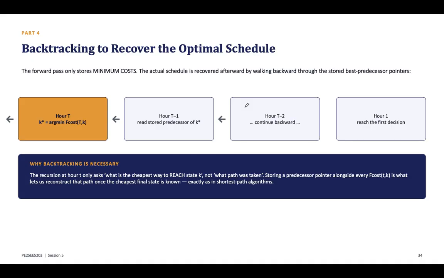Repeating the process traces the optimal path back to hour 1. So backtracking is not a second optimization. The optimization has already been performed in the forward recursion. Backtracking simply reconstructs the sequence that produced the stored minimum. This logic is similar to shortest path algorithms. A cost label indicates the best known route to a node, while the predecessor record allows the route itself to be recovered after the destination is selected.